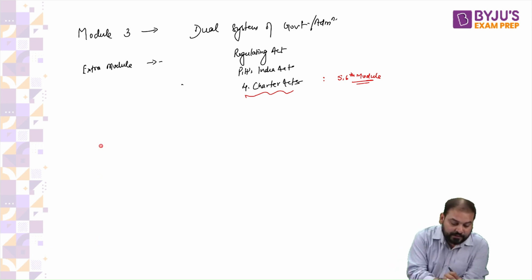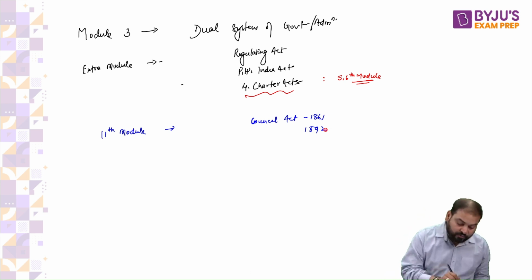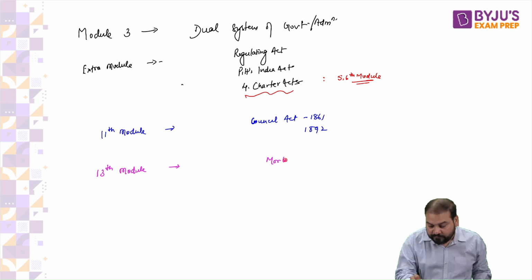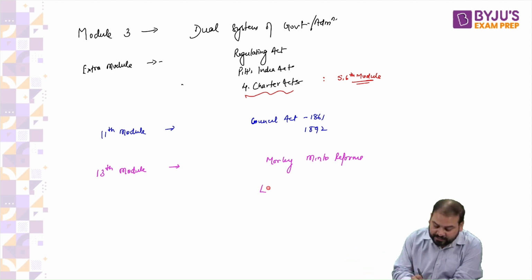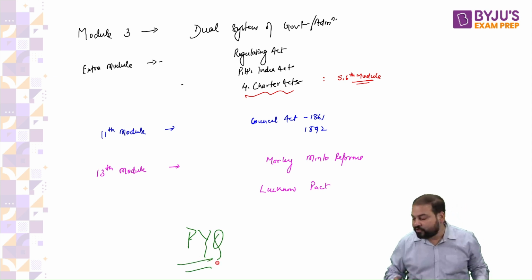Then again, we will move to 11th module and study the Council Act 1861 and 1892. And of course, yesterday, if you all remember, we were doing 13th module. Yesterday we were there. So from 13th module, we shall study Morley Minto reforms, and there onwards, we will again come back to where we were yesterday, that is Lucknow Pact. And of course, I had promised you today we shall do PYQs also.